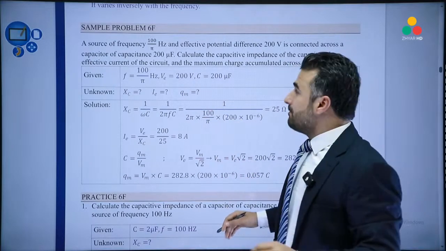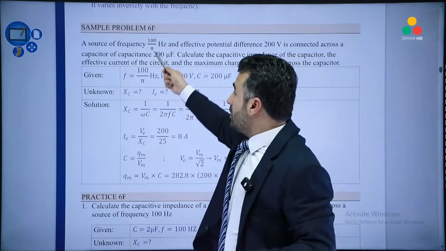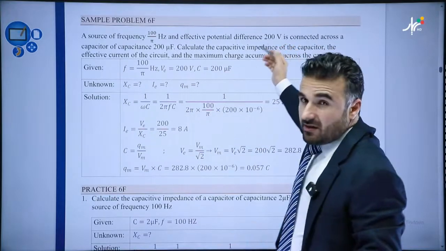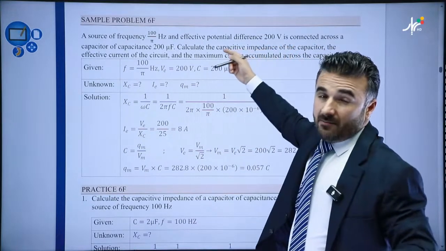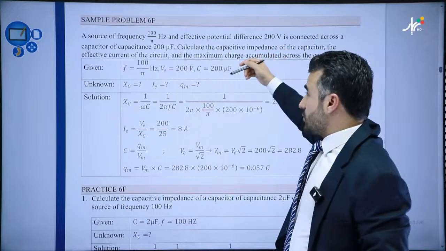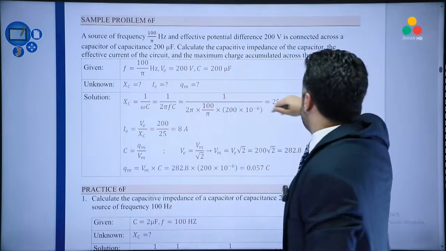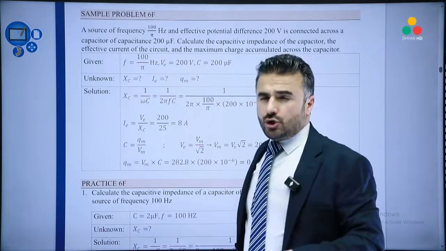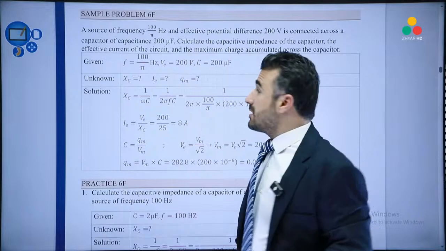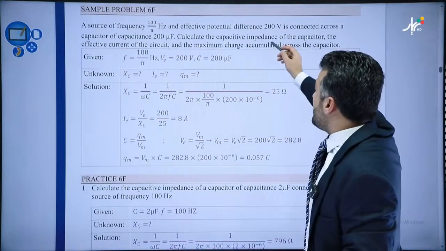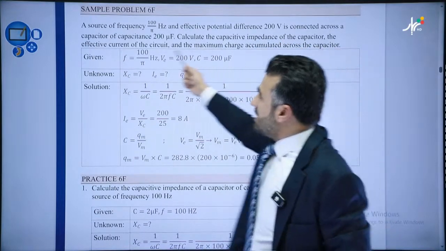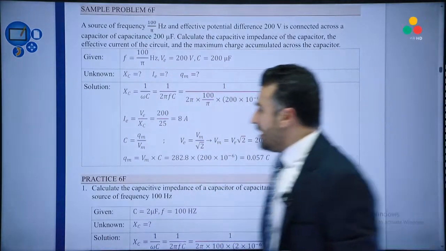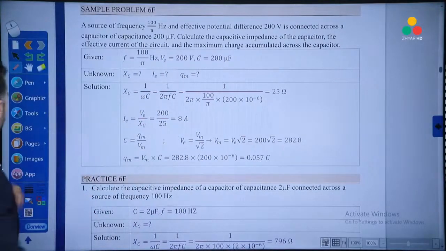It says a source of frequency 100 pi hertz, that is basically the frequency of the source, and effective potential difference, basically the voltage of the AC source, but don't forget this is effective, not the maximum. It is connected across a capacitor of capacitance 200 microfarad. Don't forget, micro is 10 to the power negative 6. Calculate the capacitive impedance XC of the capacitor, the effective current of the circuit, and the maximum charge accumulated across the capacitor. So let's solve this together and see how it is done.